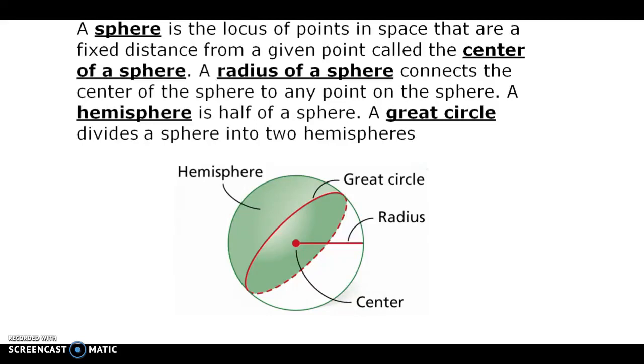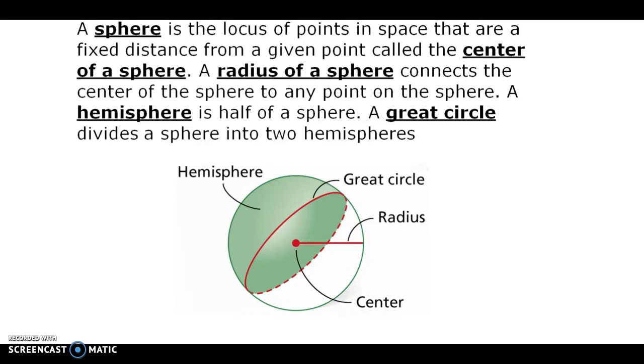We have a sphere. A sphere is a locus of points in a space that are a fixed distance from a given point called the center of the sphere. Kind of like a three-dimensional circle. So every point on that sphere is the same distance from the center of the sphere. A radius of a sphere connects the center of a sphere to any point.